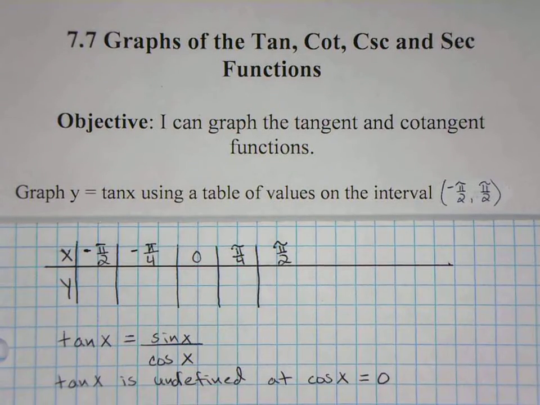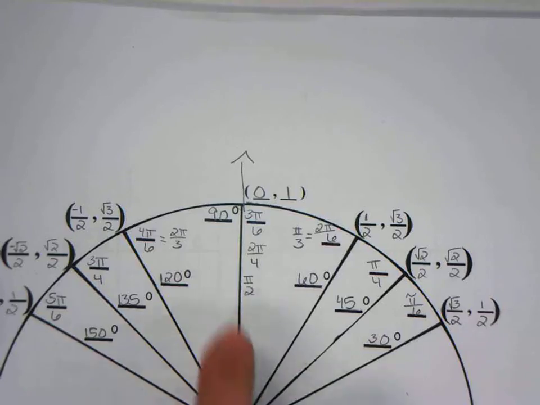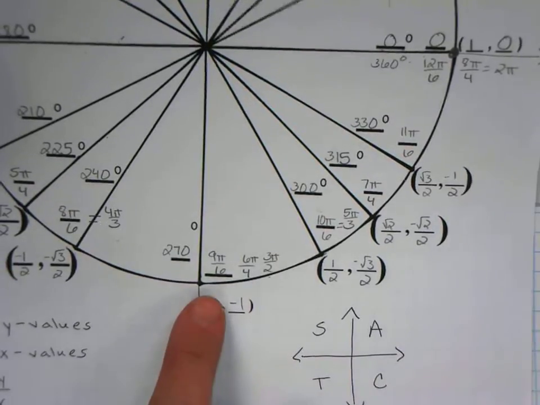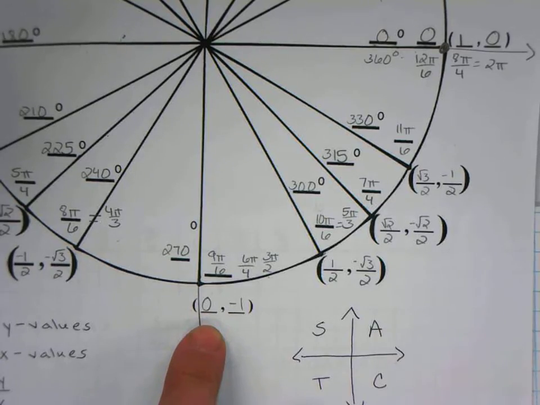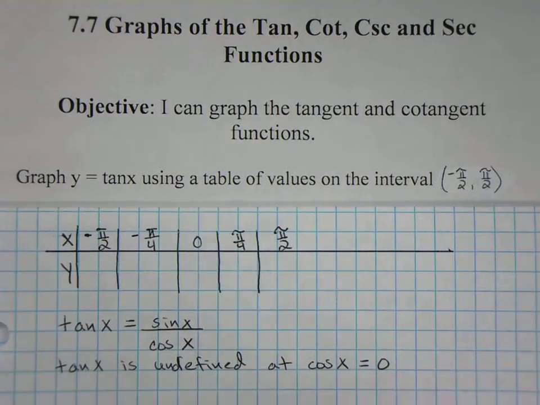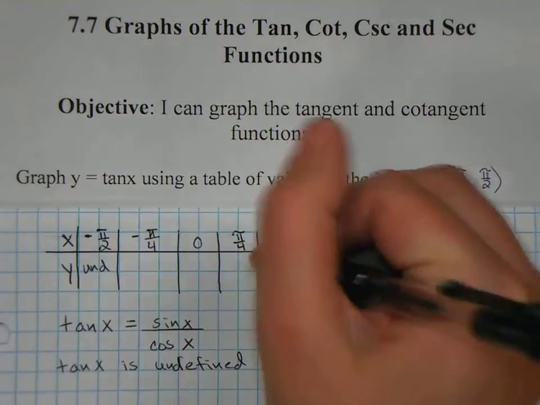So if you look at your unit circle, cosine being our x values, where are our x values 0? Well, you're noticing that that's going to happen here at pi over 2 and here at 3 pi over 2, which is the same thing as negative pi over 2. So what I'd like to write in these spots here is just undefined.